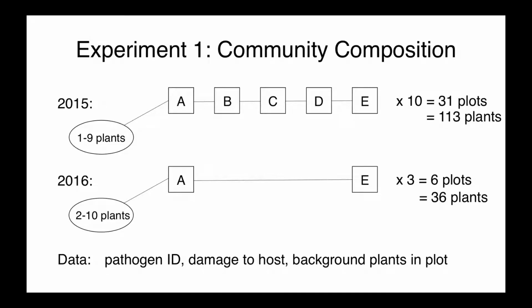One experiment was more of an observational one, where in 2 years, my collaborators set out transects and collected multiple plant species that I'll talk about in a second. They isolated pathogens from lesions, measured the extent of damage, and also surveyed the background plants in these plots. The primary purpose of this observational experiment was to understand how community composition is affecting pathogen infection.